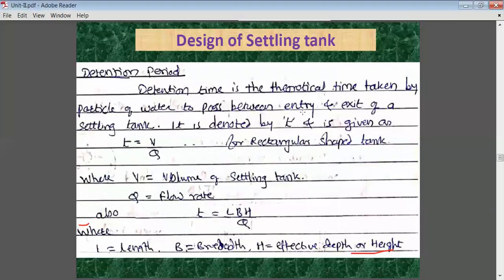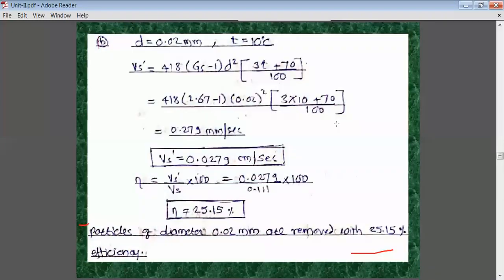So here, next point, this is design of settling tank. Before that, we will have a practice of one more problem and then we will switch toward the next point.